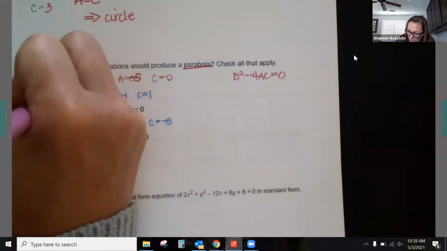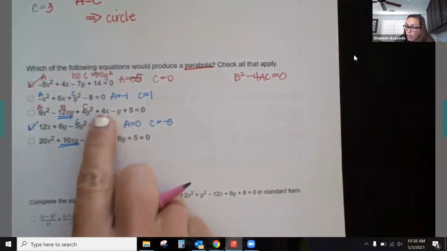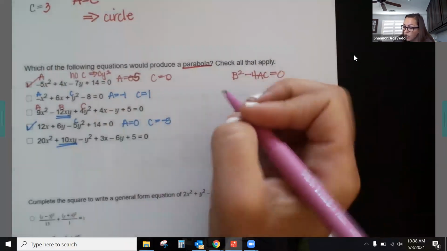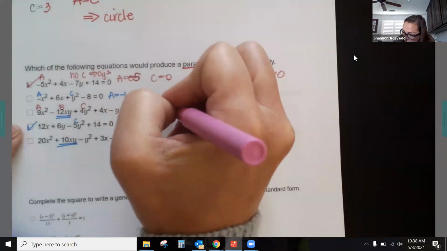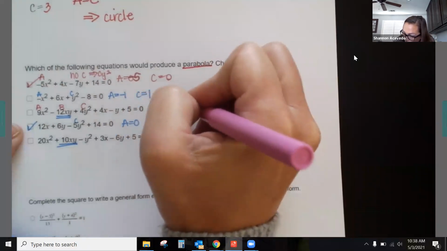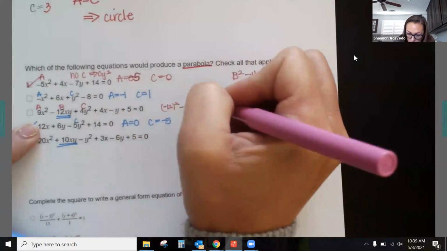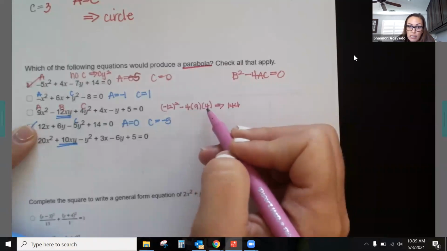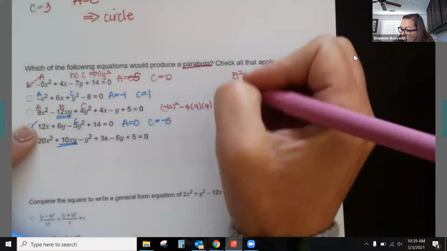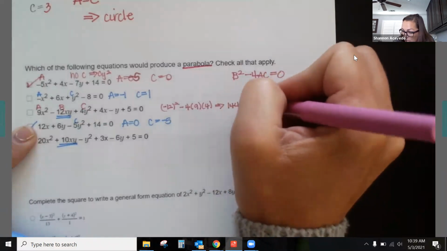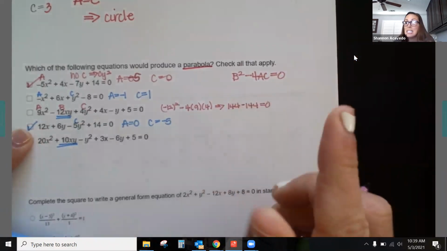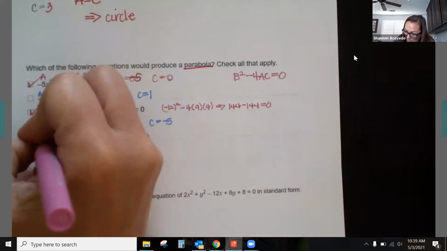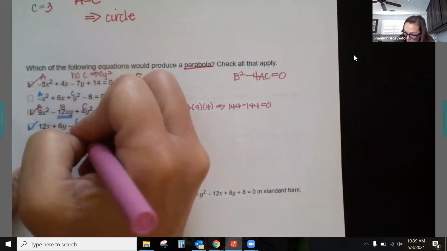These two are going to be done that way because they have that XY term. So here's my A, B, C. I don't use my D, E, or F. It's just these values here, so I don't need to worry about labeling the rest. So this is going to be negative 12 squared minus 4 times 9 times 4. Negative 12 squared is 144. 4 times 4 is 16. 16 times 9 is 144. So it's 144 minus 144, which equals 0. Since this is equal to 0, it is a parabola.